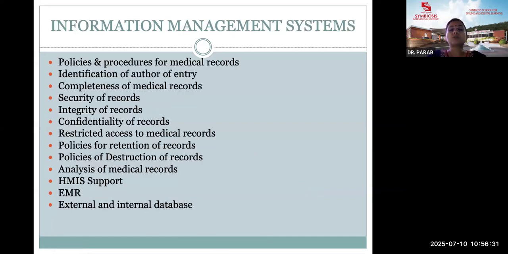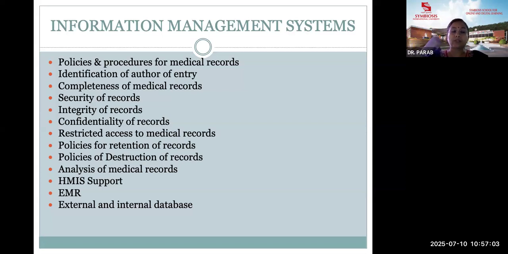The last chapter talks about information management systems, which is all related to medical records. Medical records could be manual, medical records could be electronic, you have EMR as well. So, what is the policy for identifying the author of entry? That's the most important thing. Who has written the medical record? Who has entered it in the EMR? Right? That's the most important policy that you need to frame.